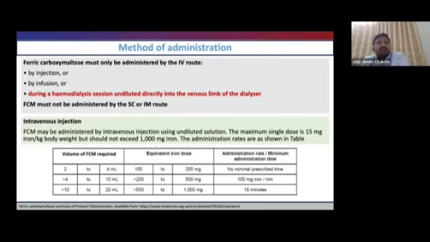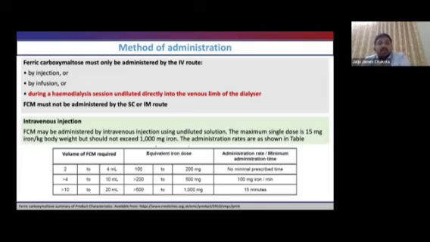Method of administration: ferric carboxymaltose must only be administered by the IV route. It could be by either injection or infusion. During a hemodialysis session, it can be given undiluted directly into the venous limb of the dialyzer. It should not be administered by the sub-Q or the IM route. And FCM may be administered by intravenous injection using undiluted solution. Like I mentioned earlier, the maximum single dose is 50 milligram iron per kg body weight, but should not exceed 1000 milligram of iron.